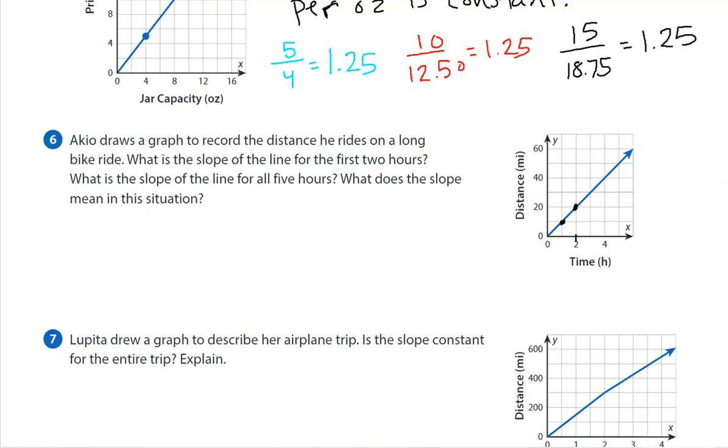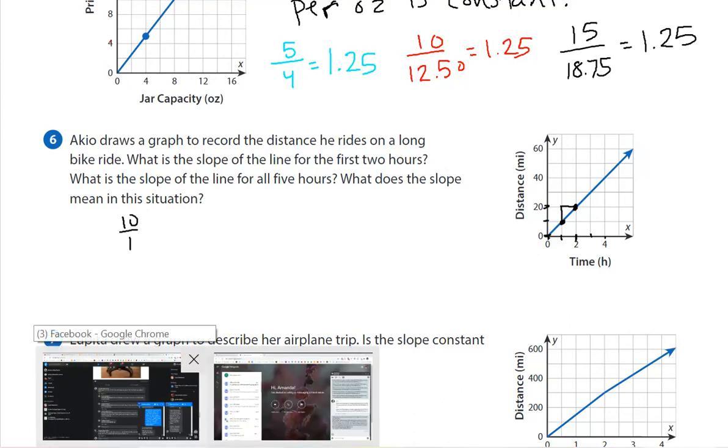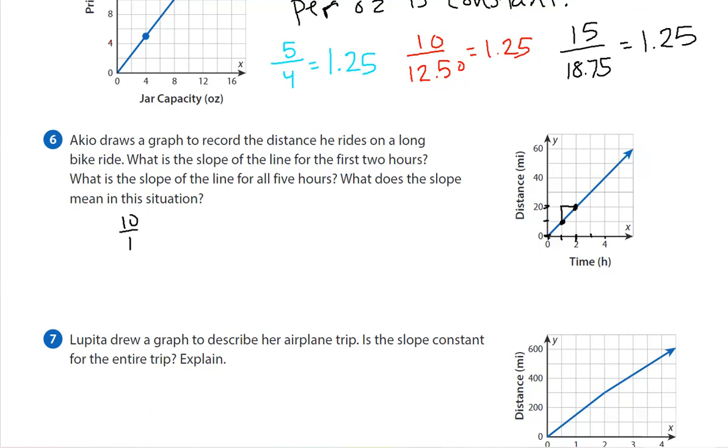So we're going to go rise, and these are each, what, 10? The unit rate's 10, 0 to 20 with this in the middle. So the unit distance is 10 on the y-axis. So we're going up by 10. And then it looks like the unit spacing on here is 1. So 10 over 1 for the first 2 hours. Okay, now for all 5 hours. So the slope is 10.